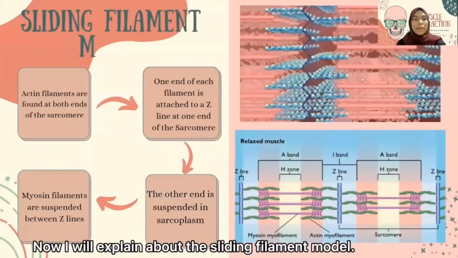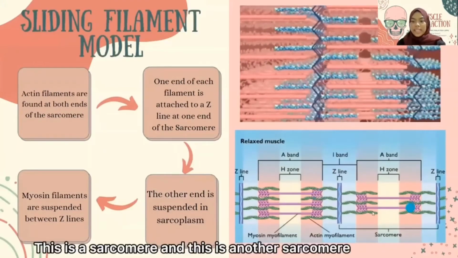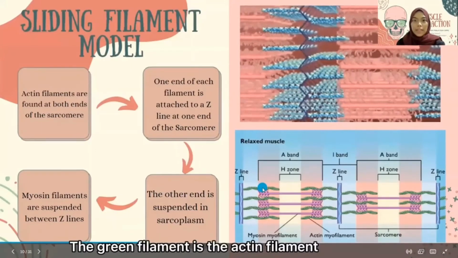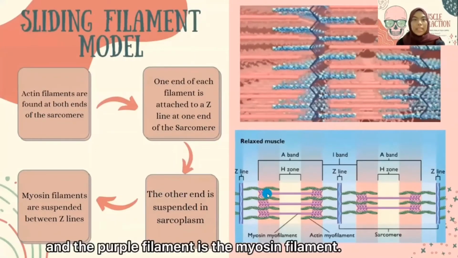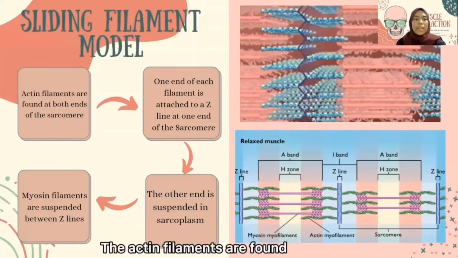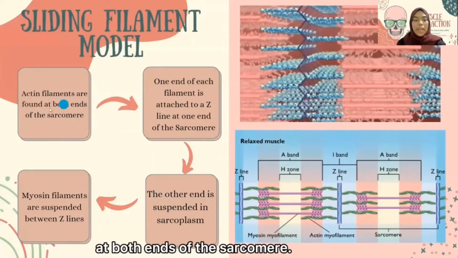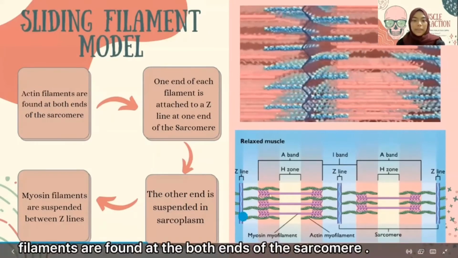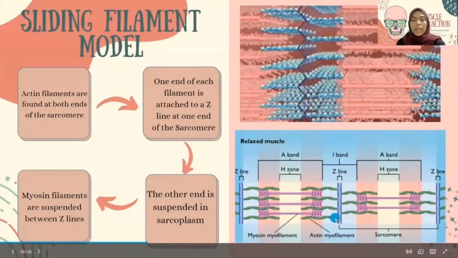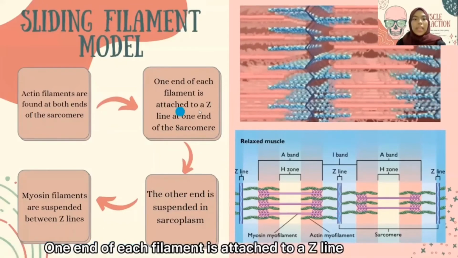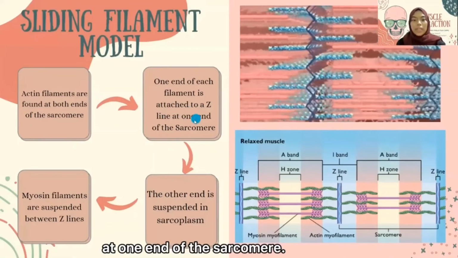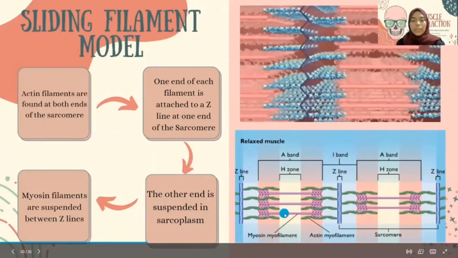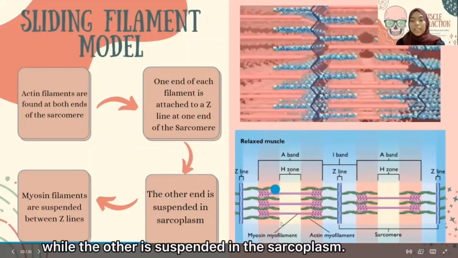Now I will explain the sliding filament model. This is a sarcomere and this is another sarcomere. The green filament is the actin filament and the purple filament is the myosin filament. The actin filaments are found at both ends of the sarcomere. One end of each filament is attached to a Z line at one end of the sarcomere, while the other end is suspended in the cytoplasm.